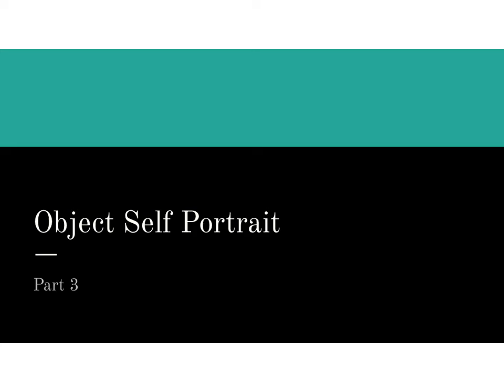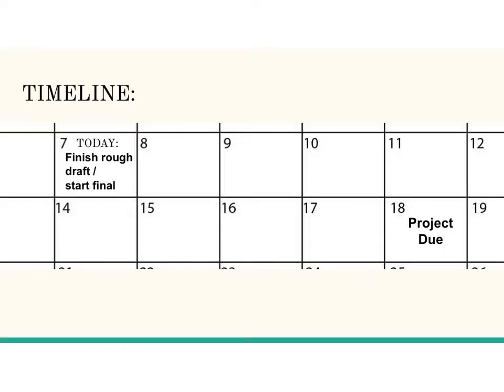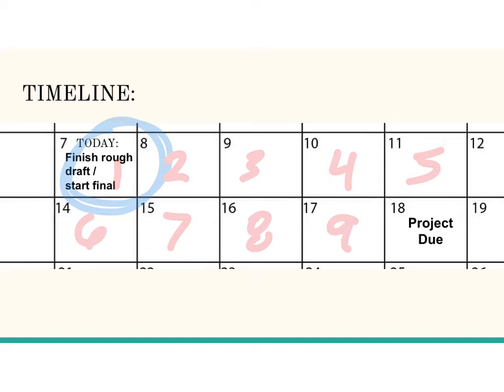Today we're on part 3 of your object self-portrait project. Here is our timeline. Today, your goal needs to be to finish your rough draft, because your rough draft shouldn't take you that long. Today, you want to start the final paper. You will have today, tomorrow, and the next several days to work on this. It is due on the 18th.